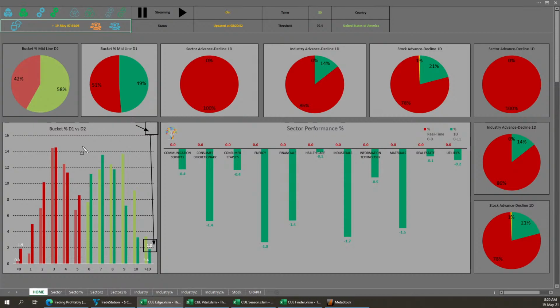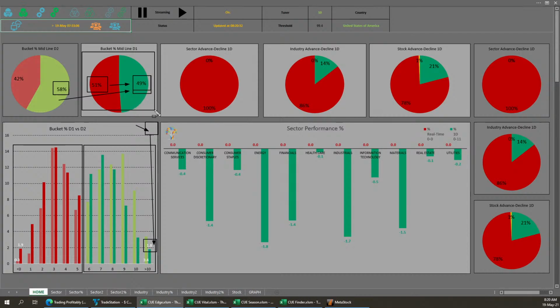It is now very balanced between the left side of the midpoint and the right side of the midpoint, neutral, and we can see that from here also, 51-49%, almost even. Relative to the previous day, the percentage of stocks above the mid bucket came down from 58% to 49%, a 9% drop. So it weakened a bit and now it is even.